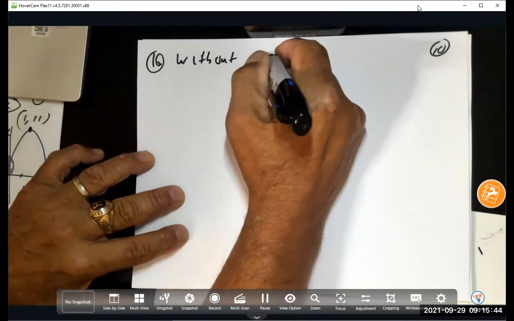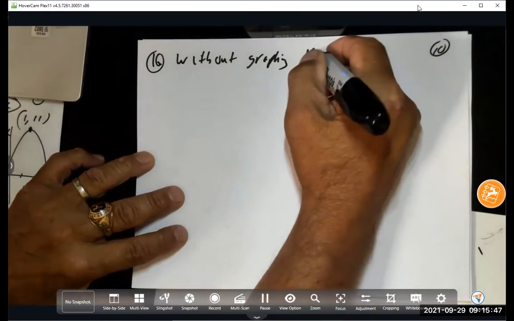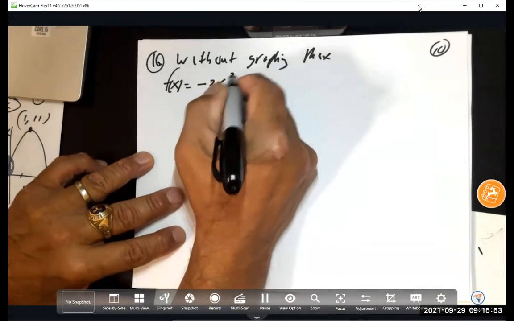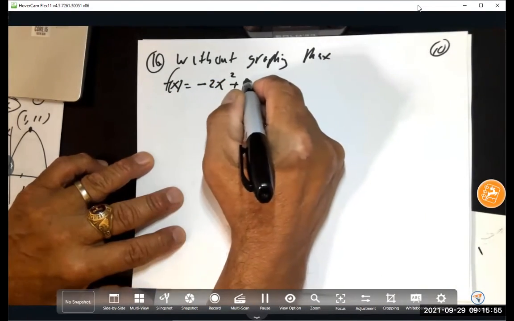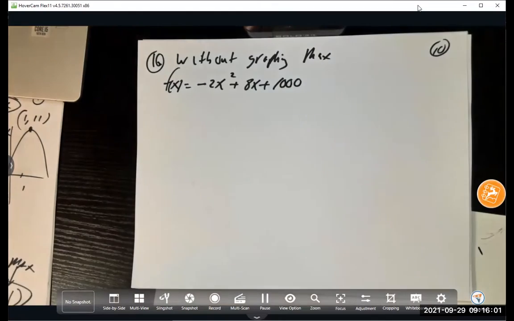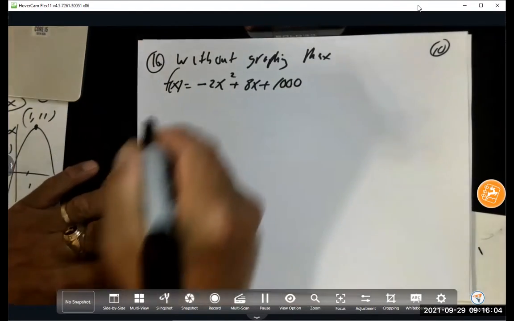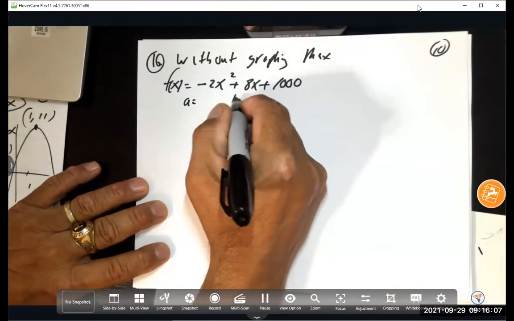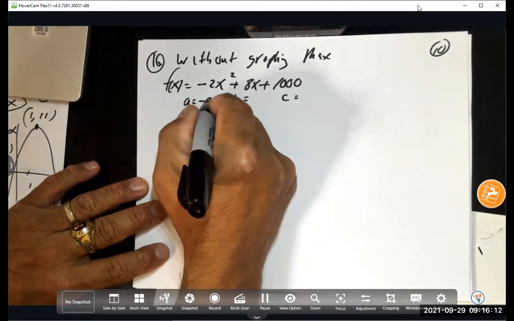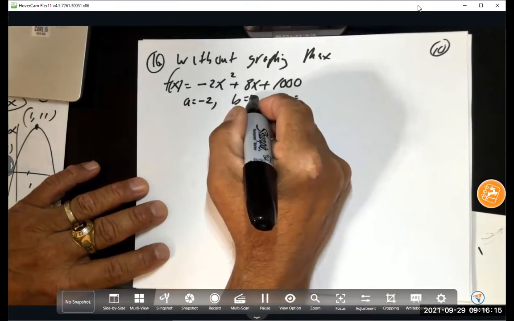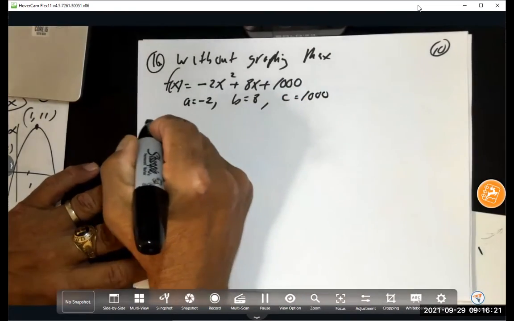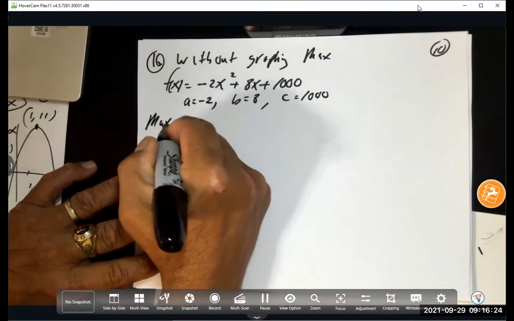The graphing on the max. And I'm gonna change the numbers. F of x is negative 2x squared. I changed it. Plus, oh no, 8x or something. Plus a big number, 1,000. So, question: A, B, C. What is A? All right, tell me numbers. Okay, A is -2. What is B? 8. What is C? 1,000.